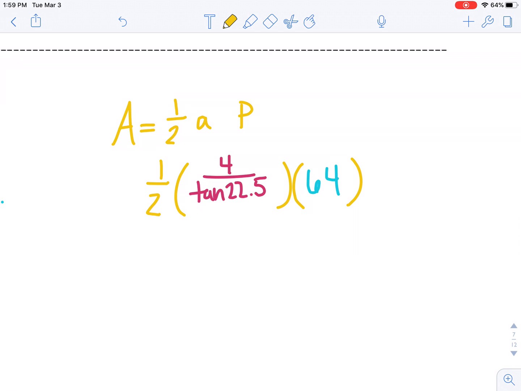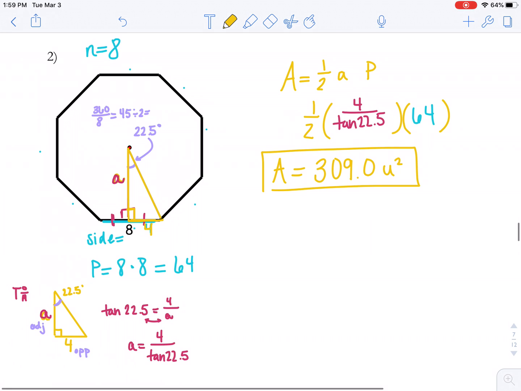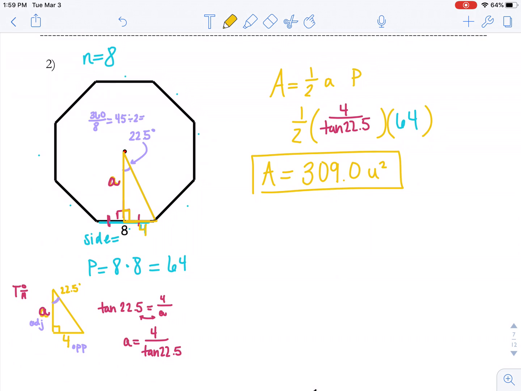So at this point, once I have all of my values plugged in, now I can just simply type this in. 1/2 times 4, press enter. Divide by 22.5, press enter. Times 64, press enter. You should get that the area is 309 units. In this case, the tenths does round to 0, and so it would be units squared. Go ahead and do that. Try to type that in your calculator and make sure that you are getting the same decimal approximation so that we can make sure you're not making any errors with that.